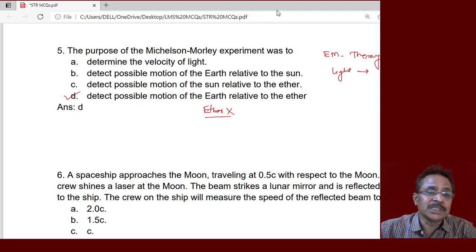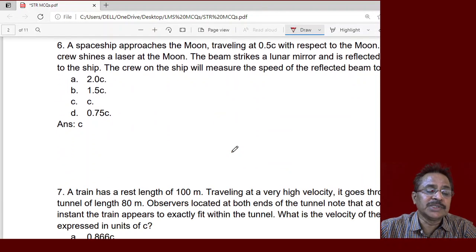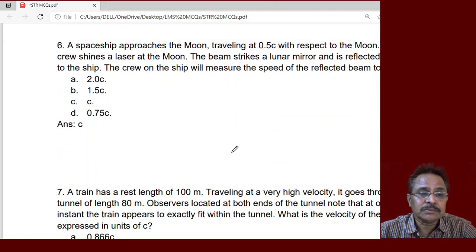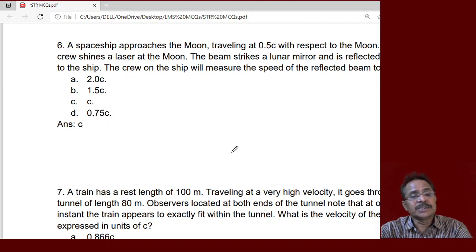So that is all for question number 5, which is related to the Michelson-Morley experiment. Next, question number 6, where we have to go for some calculations. Question number 6: A spaceship approaches the moon traveling at a speed of 0.5c with respect to the moon.